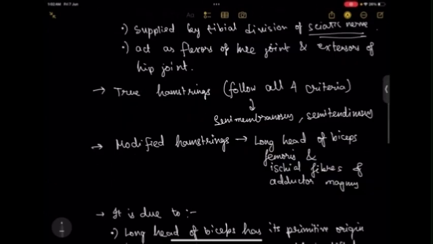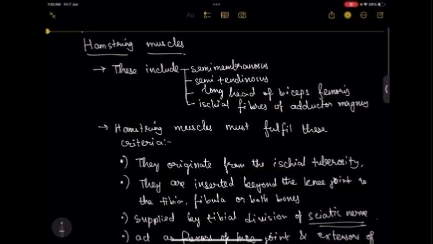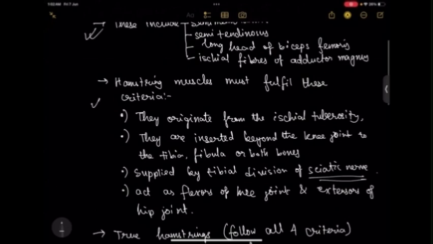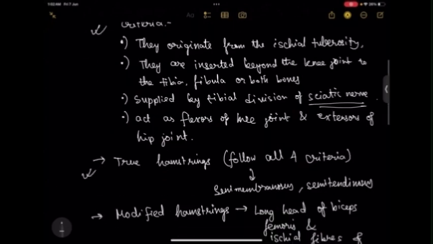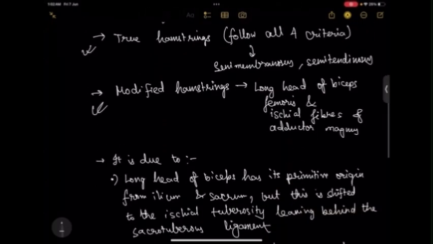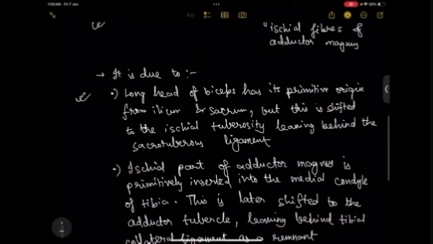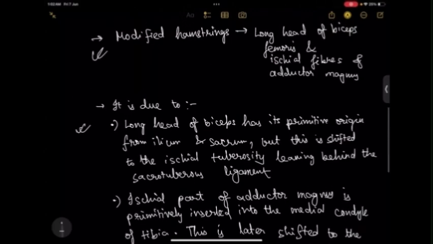Now, what are the points that have been covered so far? It's very important to know. First of all, the names of the muscles. Second point is the criteria. Third is the true hamstrings. Fourth is the modified hamstrings. And the criteria as to why the modified hamstrings are called modified hamstrings.